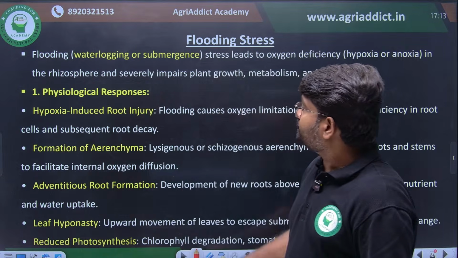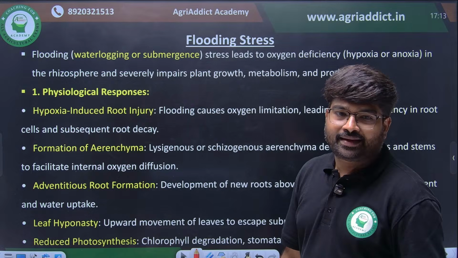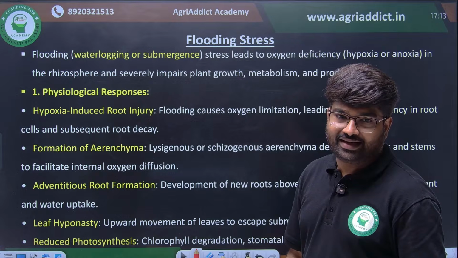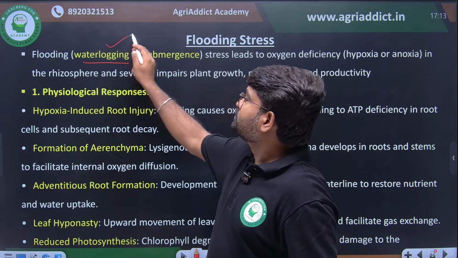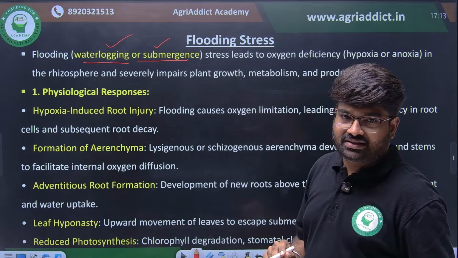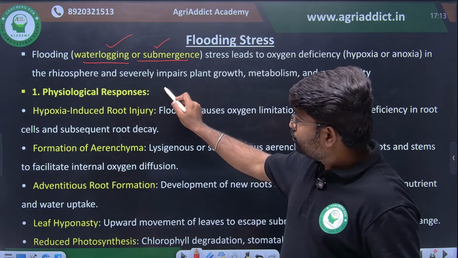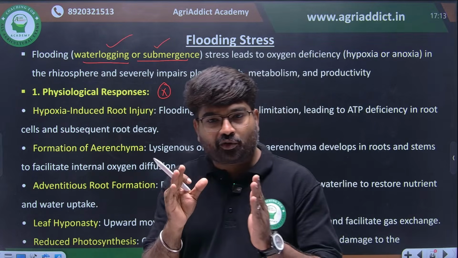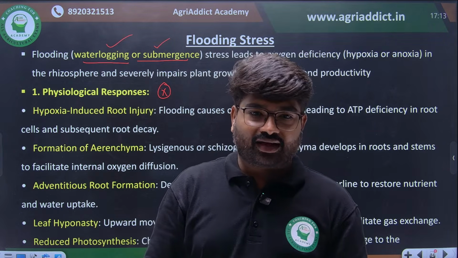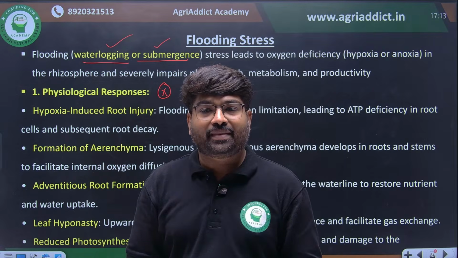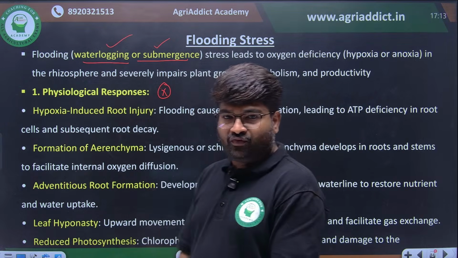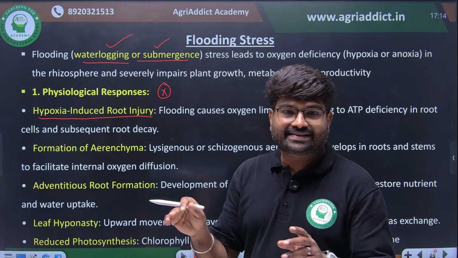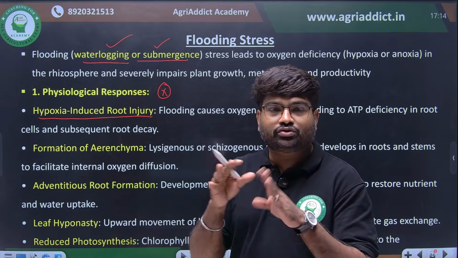Then we are coming to flooding. In flooding, if an excess of water is there, that will lead to flooding stress. Flooding we can also say as waterlogging or submerged condition. This is a very, very important point. The most important thing is what the physiological responses are. If a plant is growing under waterlogged or flooding condition, what are the major physiological responses that will happen? First, there will be hypoxia induced root injury. We know if flooding is there, oxygen deficiency will be there. So root injury will be there.